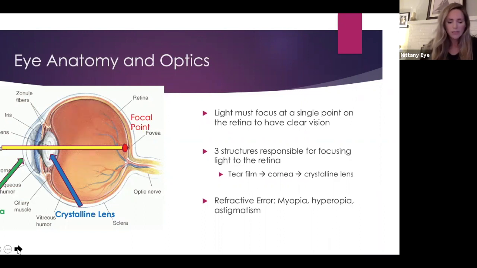Refractive error is a term we use to describe when the focal point is not landing directly on the retina and is causing us to have blurred vision. That comes in the form of myopia, hyperopia, and astigmatism. They're all forms of refractive error that can be corrected with glasses, contact lenses, or refractive surgeries like LASIK.